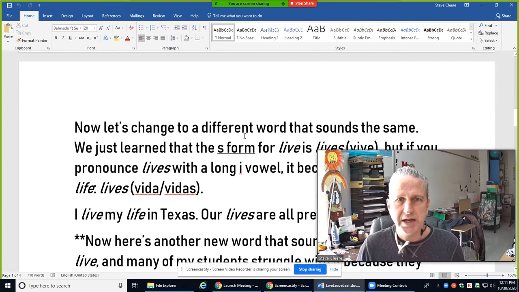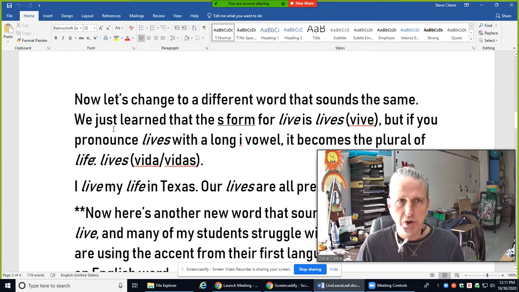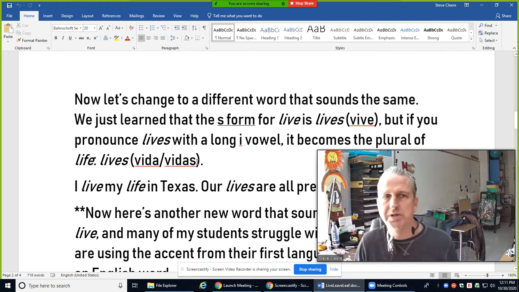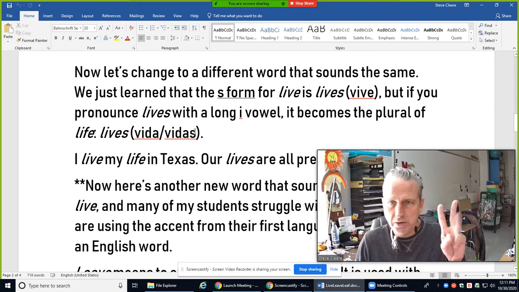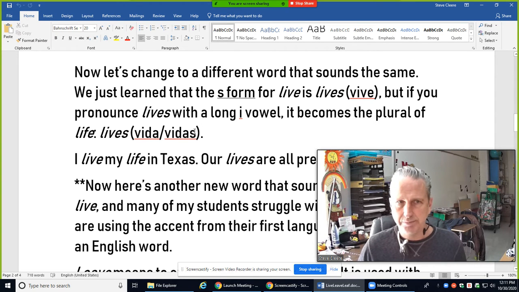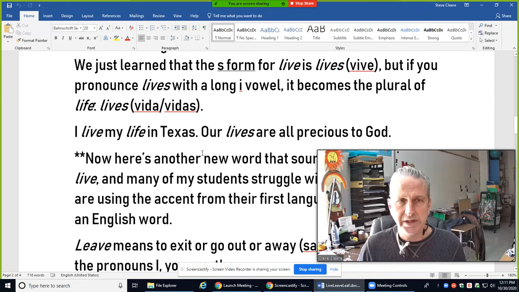Okay, now let's change to a different word that sounds the same. We just learned that the S form for live is lives, vive. But if you pronounce lives with a long I vowel, it becomes the plural of life. Lives, vida or vidas. Life, many lives. I love my life in Texas. I'm sorry, I live my life in Texas. Our lives are all precious to God.